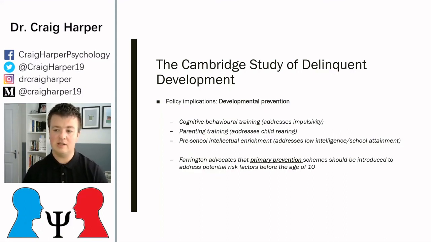And what he suggests is that these schemes should be introduced before the age of 10, because we know that those who are impulsive or not achieving in school or have disruptive or chaotic family environments between the ages of 8 and 10 are much more likely to be engaging in criminal behaviour and delinquency as they go into their early teenage years. So yeah, having these before the age of 10 is the gold standard and the ideal for these primary prevention approaches.